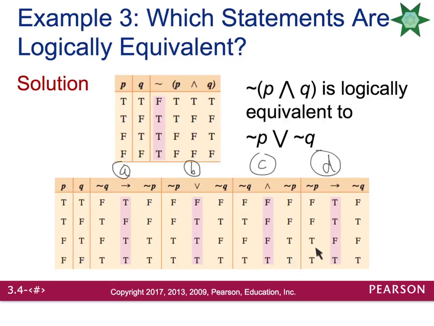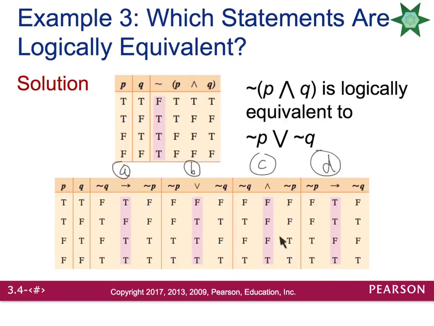And then finally, we're doing if negation P, then negation Q. So negation P, again, is carried over: FFTT. Negation Q is FTFT. For the if then, remember, the only thing that gives a false is TF. So FF is true. FT is true. TF is false, and then TT is true.